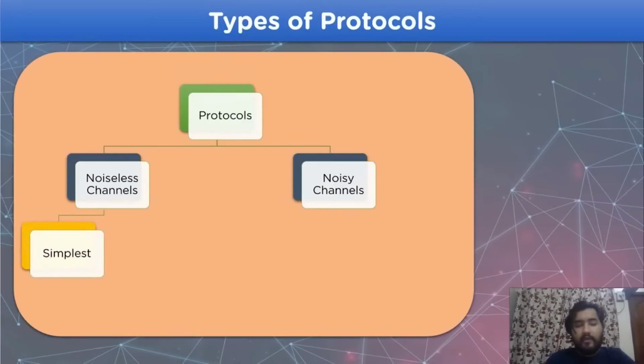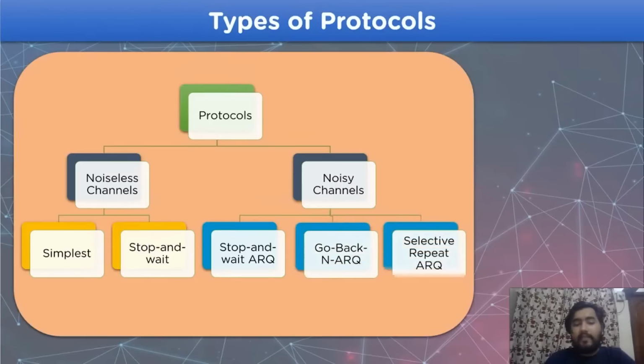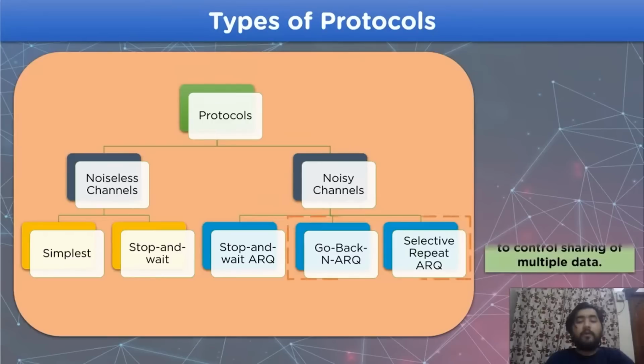Noiseless channels can be divided into two types: simplest and stop and wait, whereas noisy channels are divided into three subdivisions: stop and wait ARQ, go back N ARQ, and selective repeat ARQ. In the noisy channel, go back N ARQ and selective repeat ARQ are the ones that apply the sliding window protocol for data transmission over the network channel.